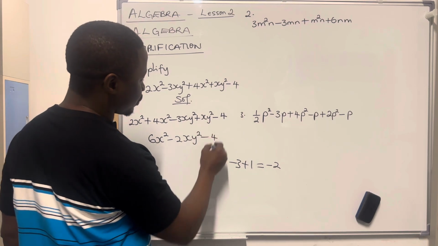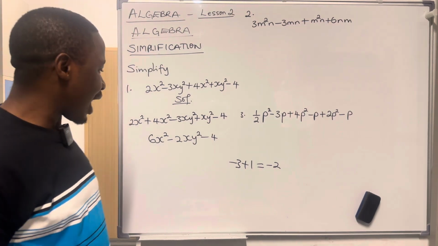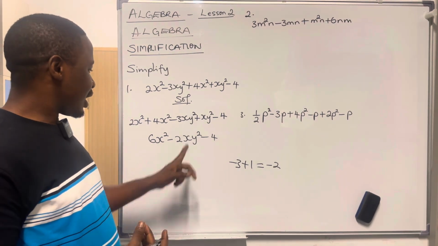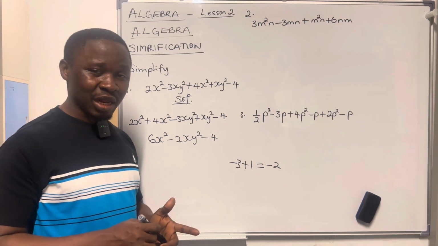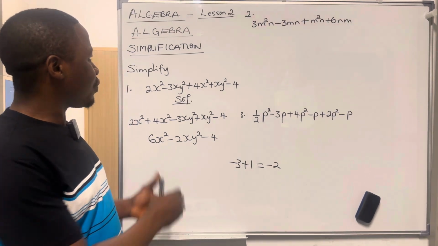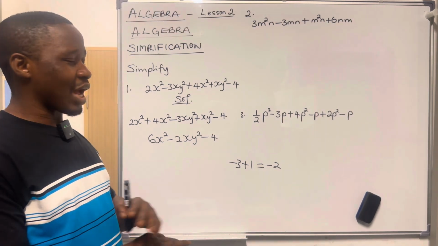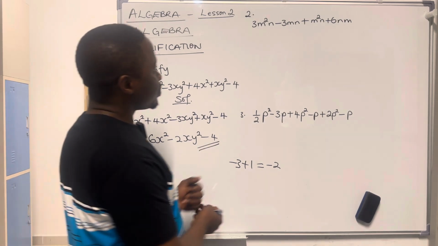Here is minus 4. Do we have any two terms that are like? No. This and this, they are unlike terms. This and this, they are unlike terms. This and this, they are unlike terms. Remember, in our first video for algebra, unlike terms, we cannot add them. We cannot subtract them. So this is what we have.